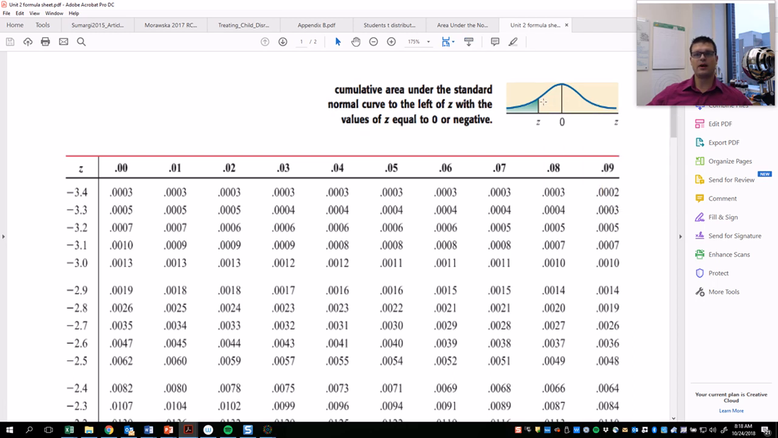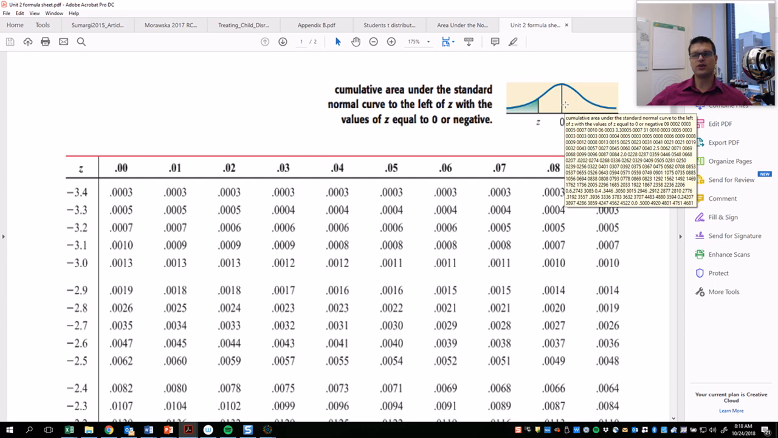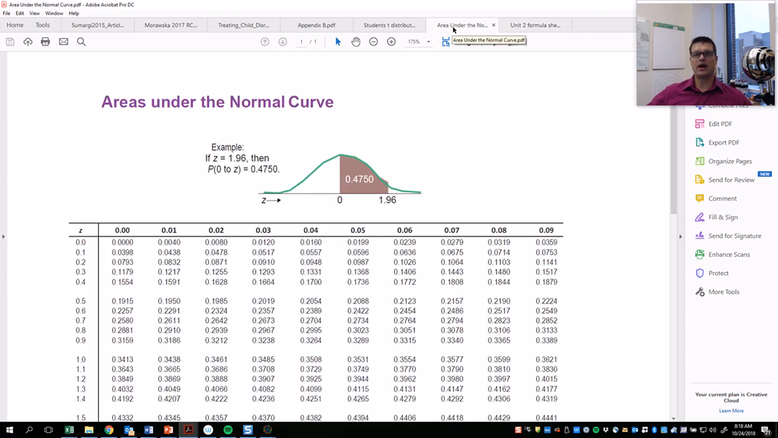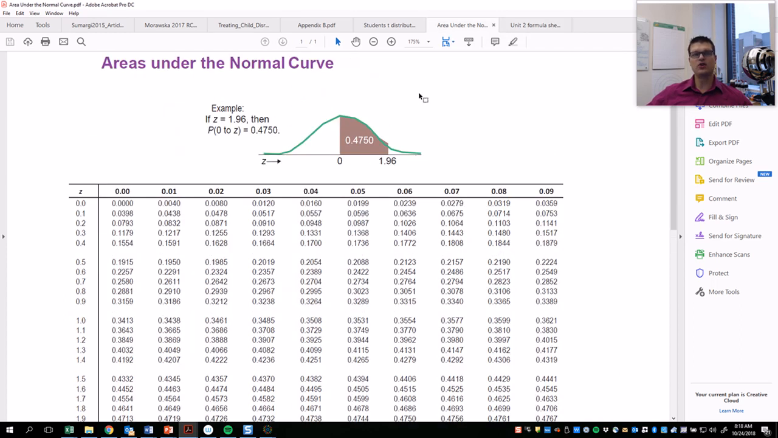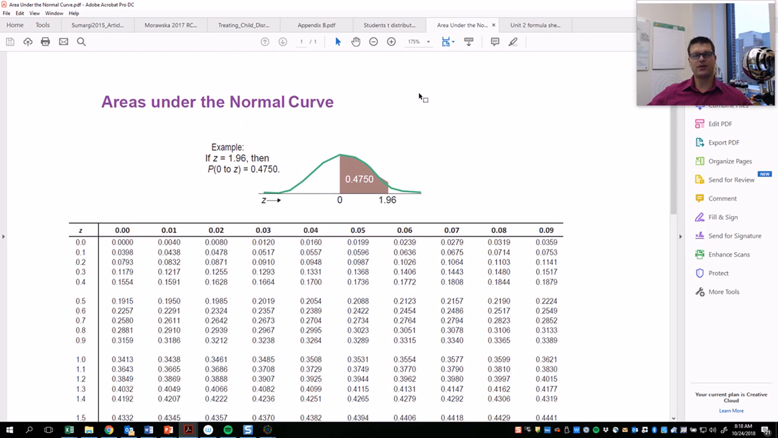However, what we want now is the area under the normal curve. So we want this area right here, and we also want this area right here. Now you could do the complement rule, or I could just give you a new z-chart that gives you the area under the normal curve. And then you don't have to calculate anything.